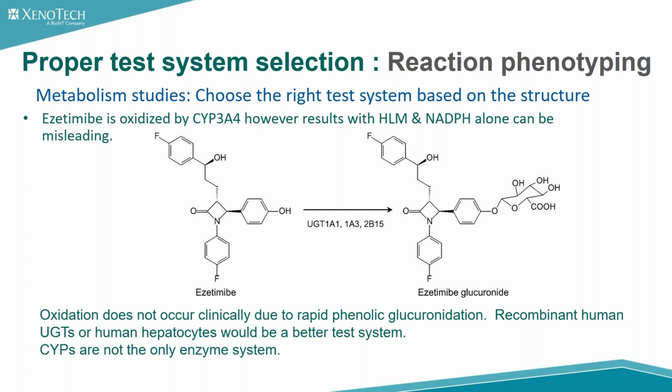So in this example, human liver microsomes fortified with UDPGA, the cofactor for UGTs, or maybe human hepatocytes, would have been a better test system choice for this reaction phenotyping experiment.